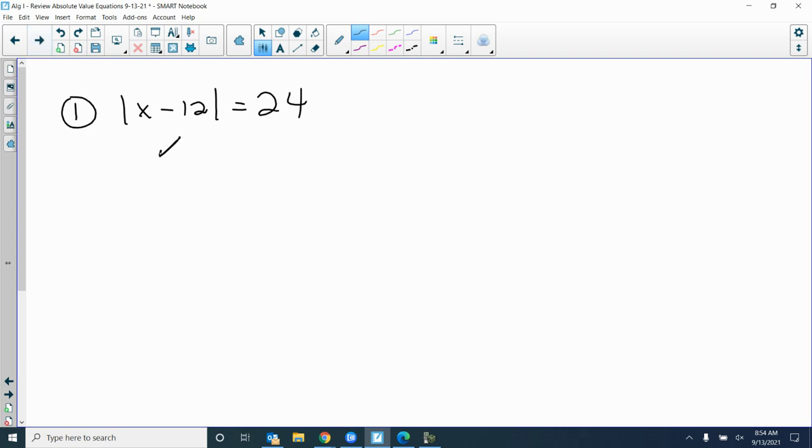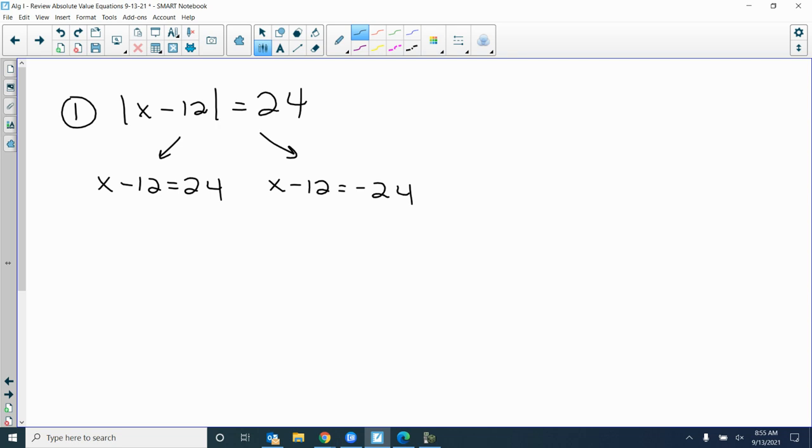Once the absolute value is by itself, we make 2 equations and we drop the absolute value and we say x minus 12 is 24. And then you set it equal to the negative. X minus 12 is negative 24. Okay, so you do those 2. And now you solve those separately.